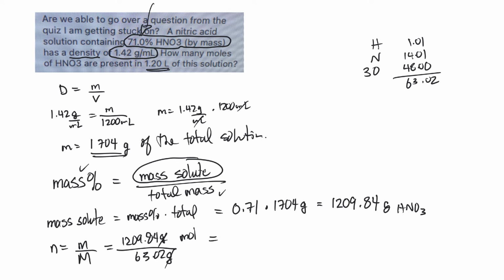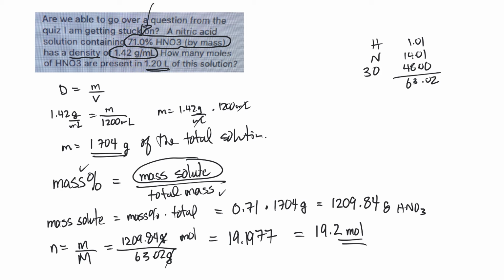Grams cancel. This will tell me what the moles are. Okay, so 1209.84 divided by 63.02. So this gives me 19.1977, etc. Looks like I have 3 sig figs everywhere, so I'd call that 19.2 moles. That's how many moles of nitric acid there'd be in that solution.